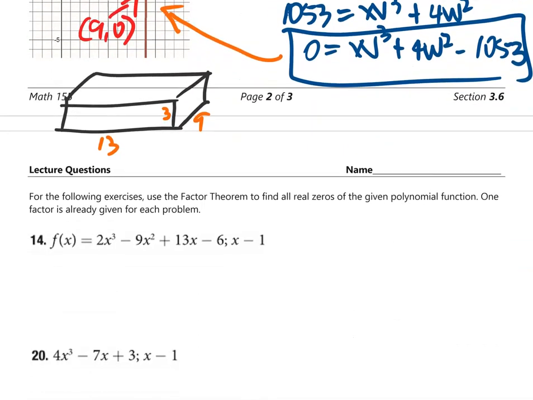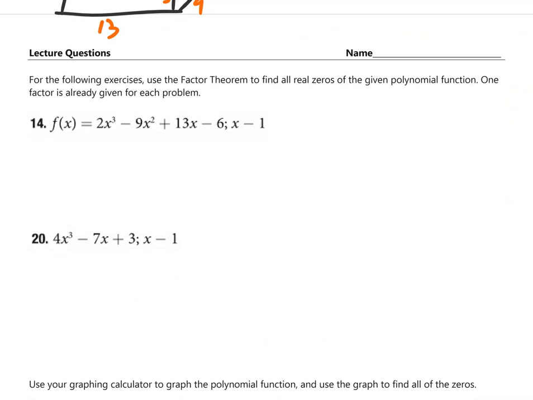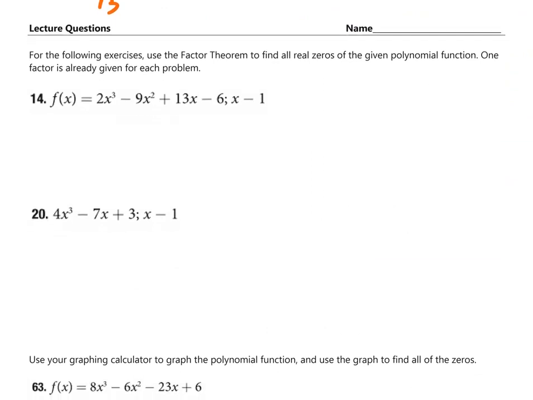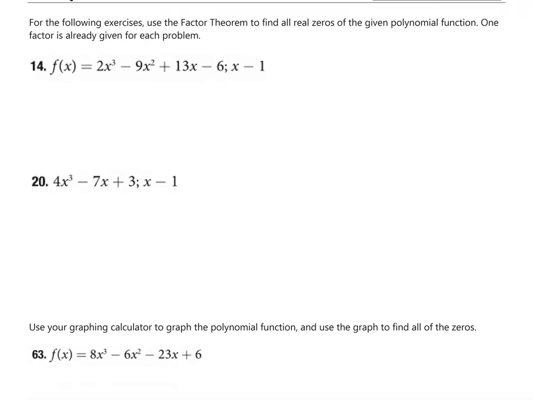Alright. Now let's solve some lecture questions. For the following exercises, use the factor theorem to find all the zeros of the given polynomial function. One factor is already given for each problem. So number 14, 2x cubed minus 9x squared plus 13x minus 6, and given one of the factors is x minus 1. And remember, to do this is by using synthetic division.